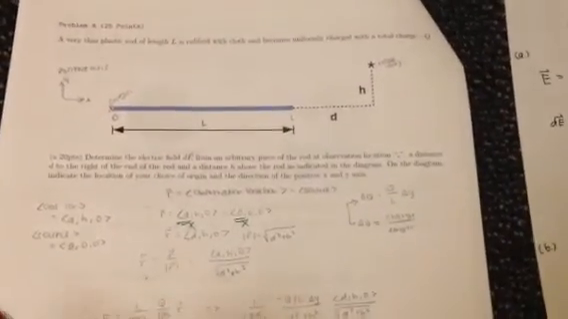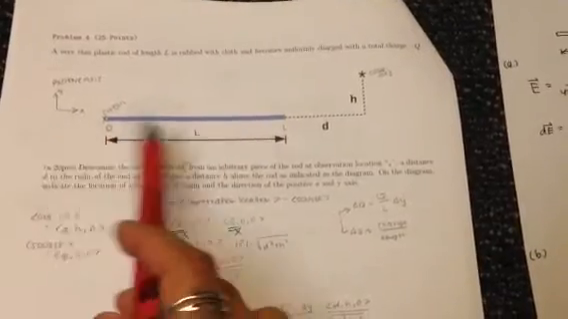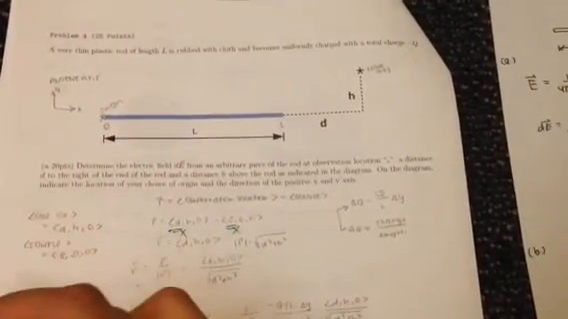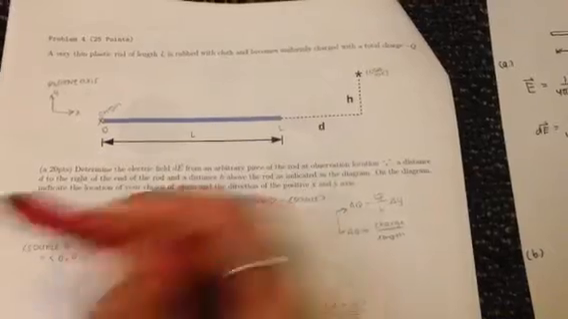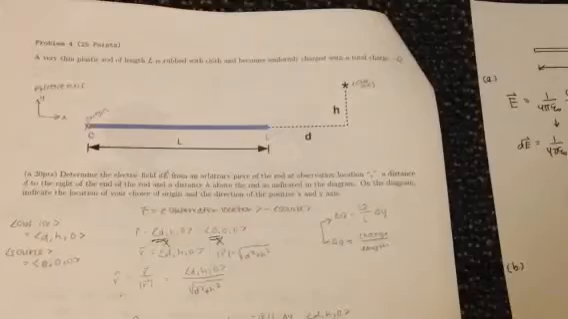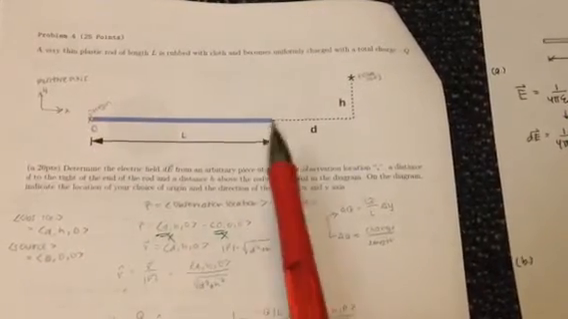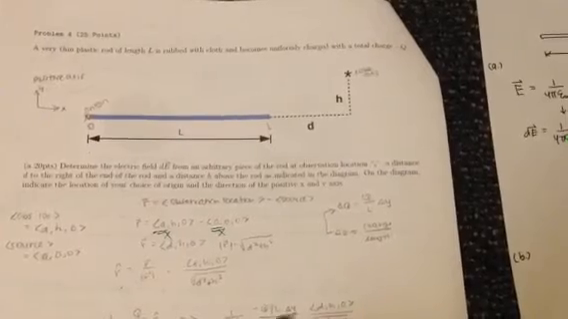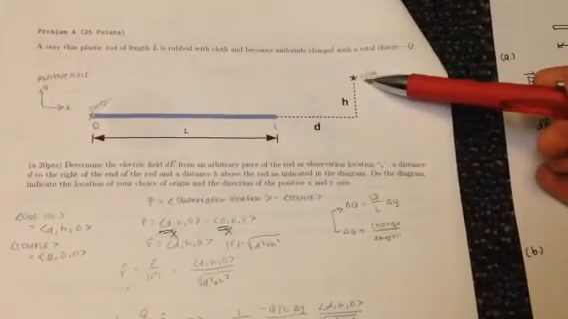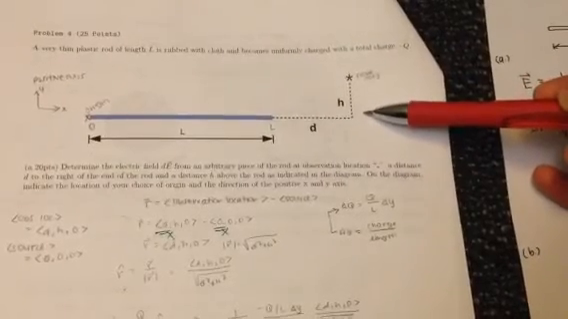Okay, so the question that I had the most problem with was this one. It has to do with a very thin plastic rod that has a length of L and is rubbed with a cloth and gets a negative Q charge. So here's the first part of the question. We have to determine the electric field dE from the arbitrary piece of the rod from this location right here. That's a distance d to the right and a distance h above.